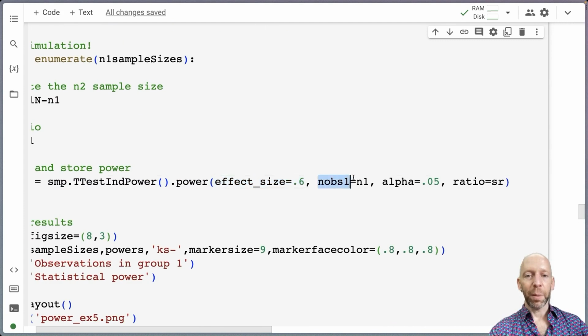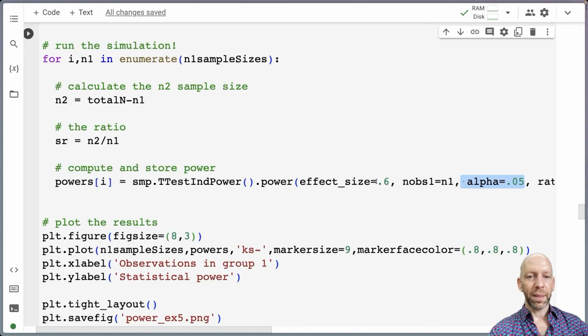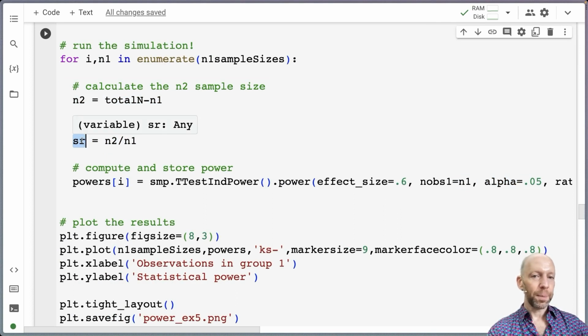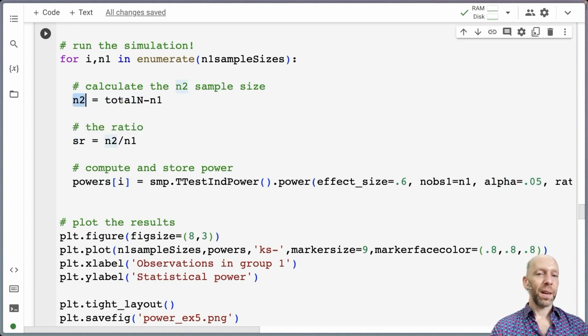And then we have the number of observations and the ratio. We're also keeping the alpha threshold fixed here. So it's not too difficult to calculate the sample size ratio. Here I'm calling it SR. So we know that the sample size of group 2 is the total sample size minus the size of group 1, and then we can just compute that ratio. So that ends up being SR.